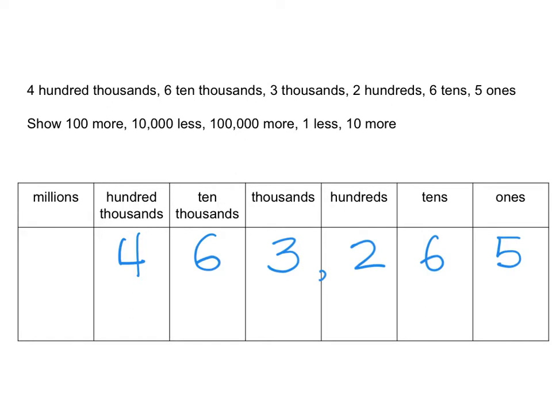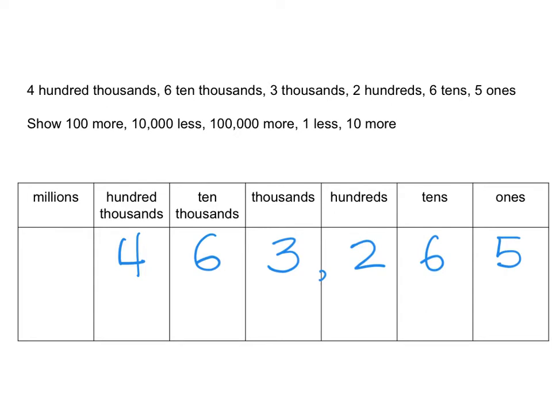Well, we'd go to our hundreds, we would add 100 more, and we'd have a new number, 463,365. Let's change back to our original number. How would we show 10,000 less? We could go to our 10,000s, and we would show 1 less. So that would become a 5 instead of a 6, and our new number would be 453,265.